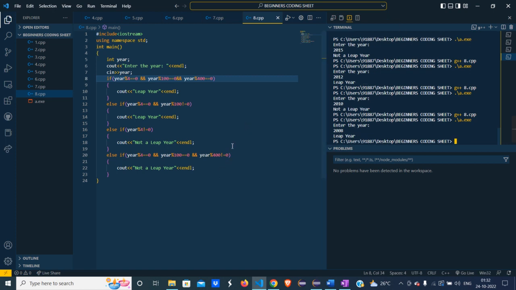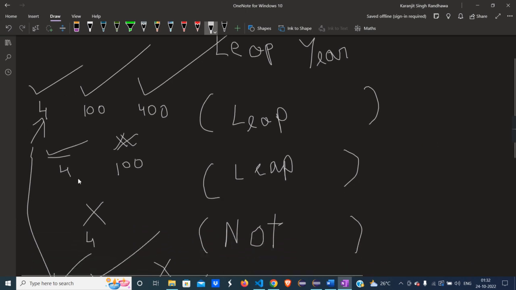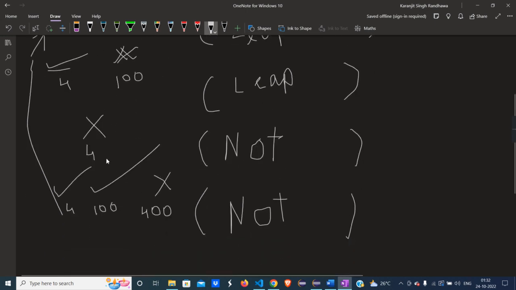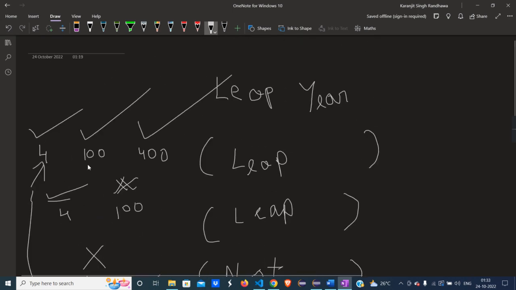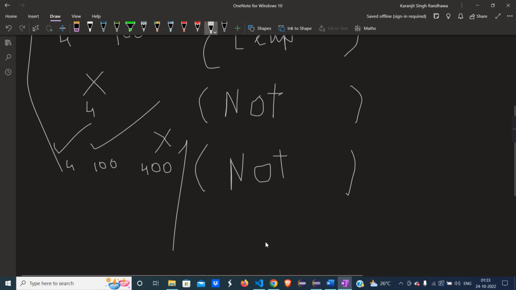As our program is running fine, this is the logic we have implemented. First, we checked for 4, 100 and 400. If all three are divisible, that is a leap year. In the second condition, if it is divisible by 4 but not divisible by 100, then it is a leap year. If it is not at all divisible by 4, then it's clear cut that it is not a leap year. If it is divisible by 4 and 100 but not divisible by 400, then it is not a leap year, because if it were divisible by all three, it would have been a leap year.